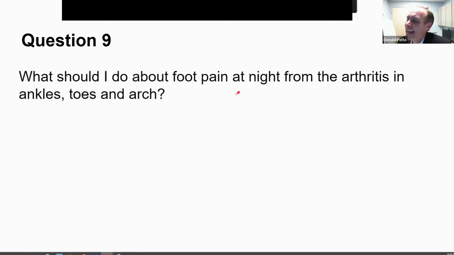What should I do about foot pain at night from arthritis in the ankles, toes, and arch? That's a loaded question. I think everyone has foot pain at night. Usually it hurts more at night because you're on your foot more during the day. So if you do less during the day, you're going to have less night pain. But icing, anti-inflammatories, things like that. Some people like compression.